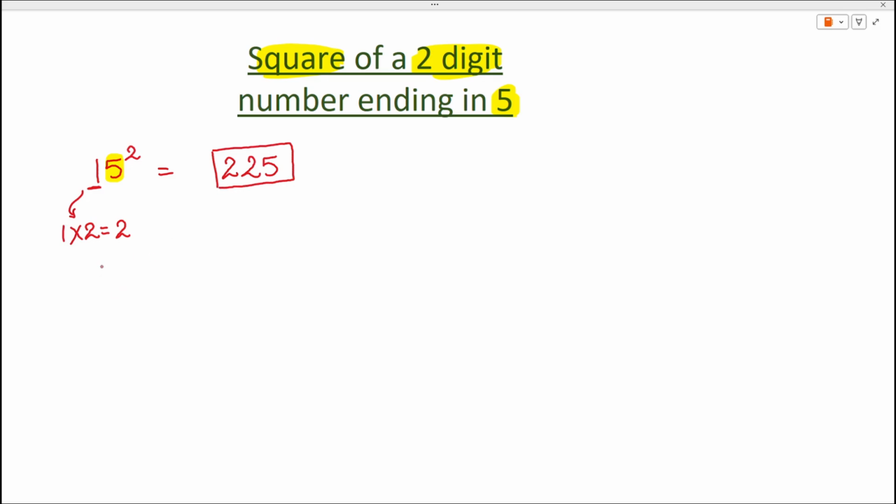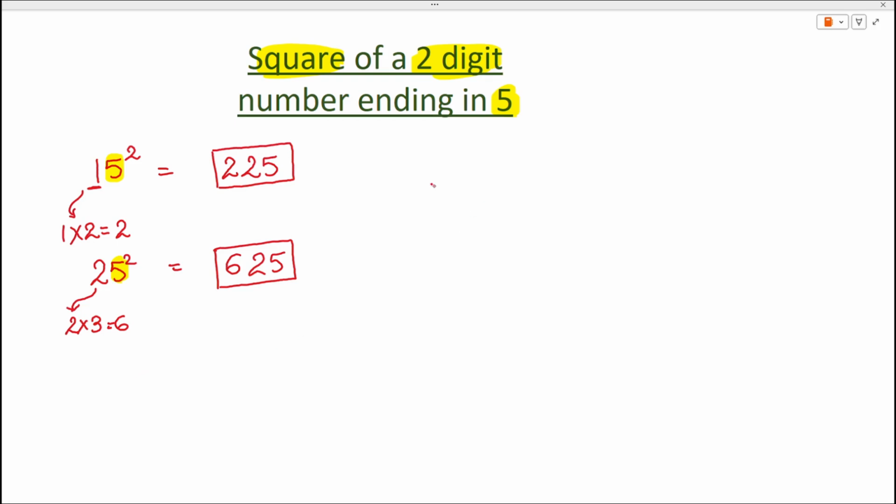Let us take the other number. Let us calculate 25 square. So again, 5 square is equal to 25. Just keep it the same way. The digit at the tens place, take it and multiply it by its next consecutive number, which is 3. So 2 times 3 is equal to 6, and place it over here. So this is the square of 25. Let us see the same process with another number.